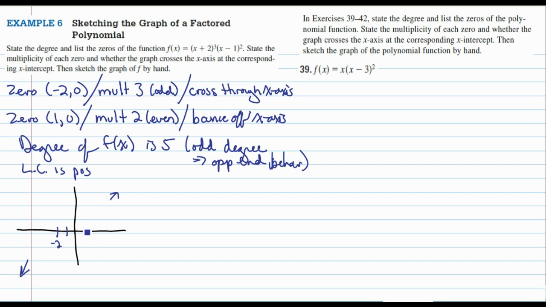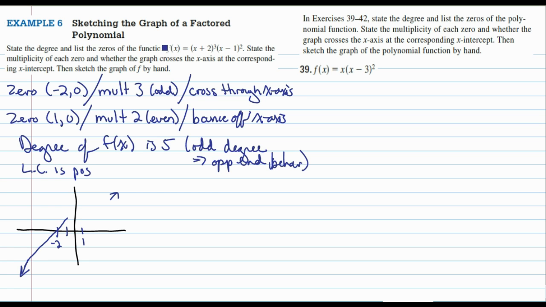The other 0 is at positive 1. Now the graph is going to start at, so now here's my second phase. I'm going to start at the lower end behavior, and at negative 2, I'm going to cross through the x-axis because that is an odd multiplicity. So I'm going to cross through at -2.